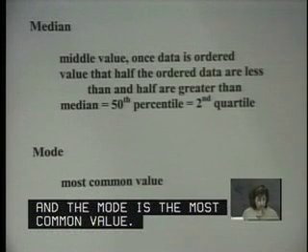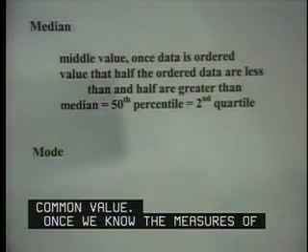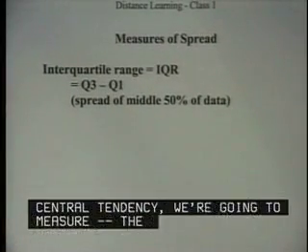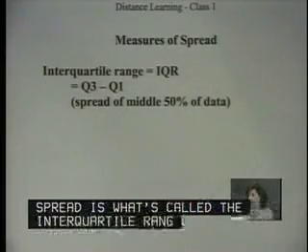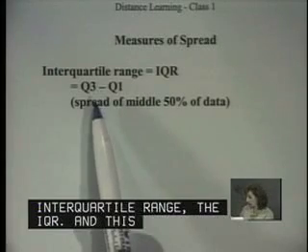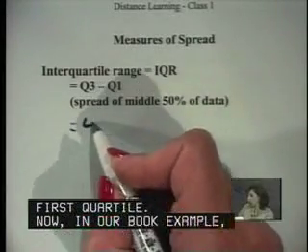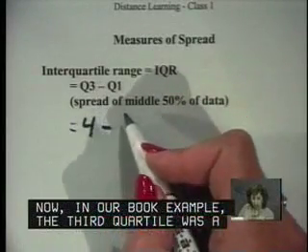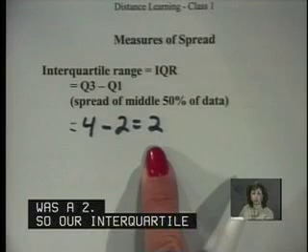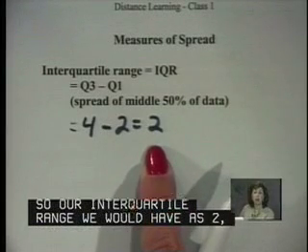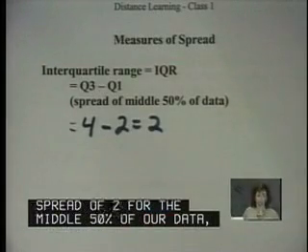Once we know the measures of central tendency, the next thing we're going to measure would be the spread. And the easiest measurement of spread is what's called the interquartile range, the IQR. And this is from the third quartile to the first quartile. Now in our book example, the third quartile was a 4, and the first quartile was a 2. So our interquartile range we would have as 2, meaning that we have a spread of 2 for the middle 50% of our data, going from the 25th to the 75th percentile.